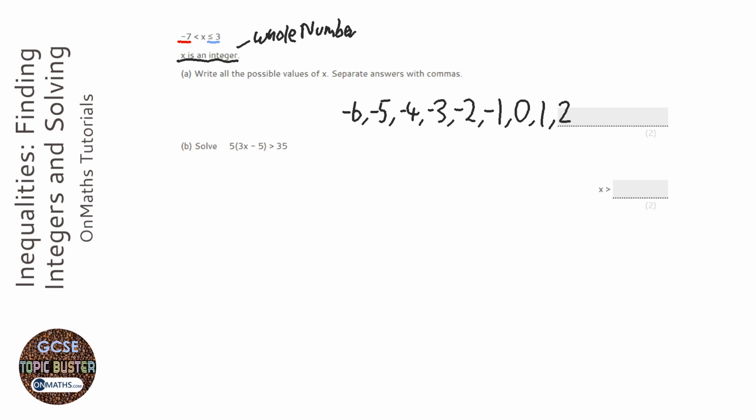It says x can be less than or equal to 3. So that little line there, if I do it a little bit bigger, the line that I've just drawn there says it can be 3. So we must include 3 in our answer. And that's how you get full marks. Now you probably will get 1 mark if you forget to put the 3 down or you put the minus 7 accidentally. Right, the next one I'm just going to write out a little bit bigger.